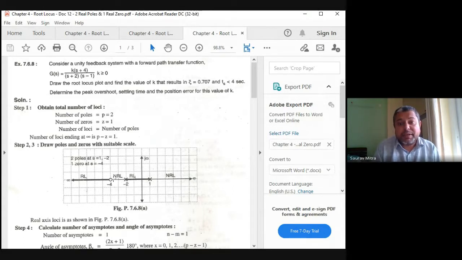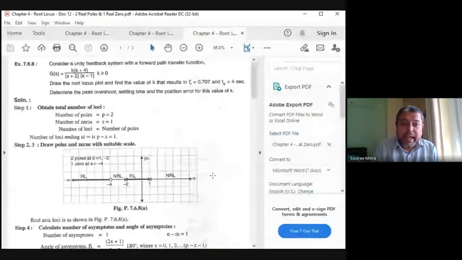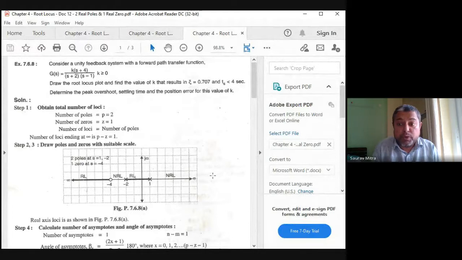So this is a very critical numerical because you are finding there are two poles and one zero. So one of the poles will end in the zero. This is what we will see. And two poles are there, so one zero is there. That means one of the poles will end in the zero and the other pole will go to infinity. This is what we are going to see.